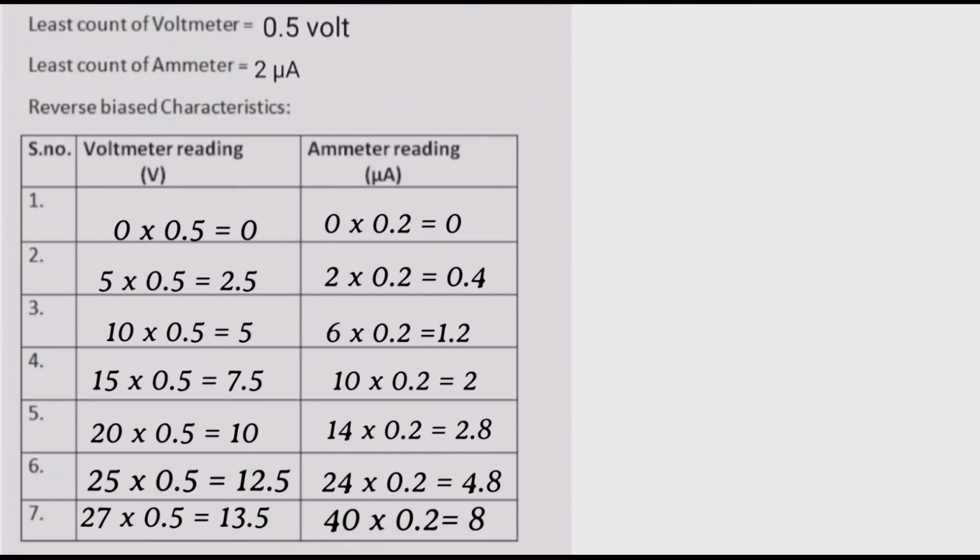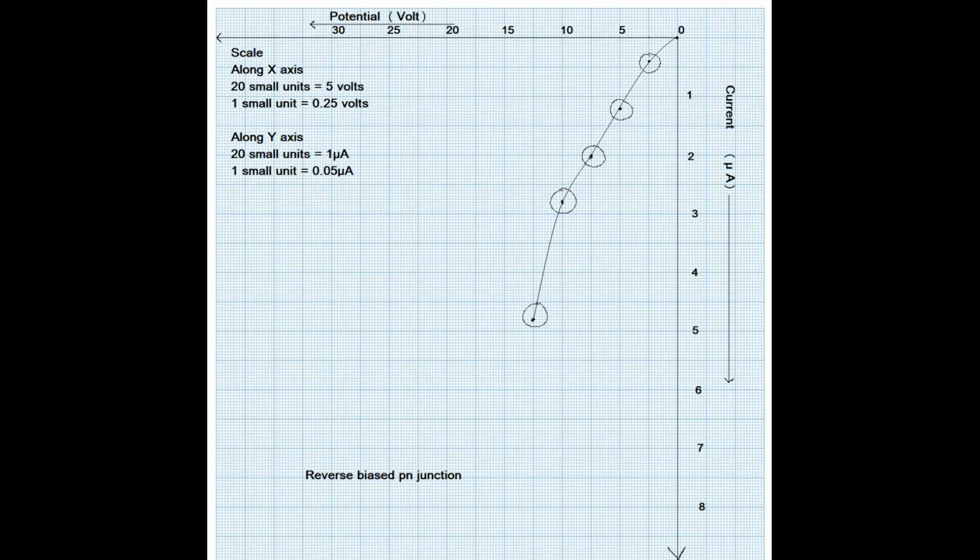Using this data given in the table, we will draw the reverse bias characteristics of a PN junction. So this is the graph which we have obtained by plotting these points, and this VI plot is known as the reverse bias characteristics of a PN junction. I hope this practical is clear to you all.